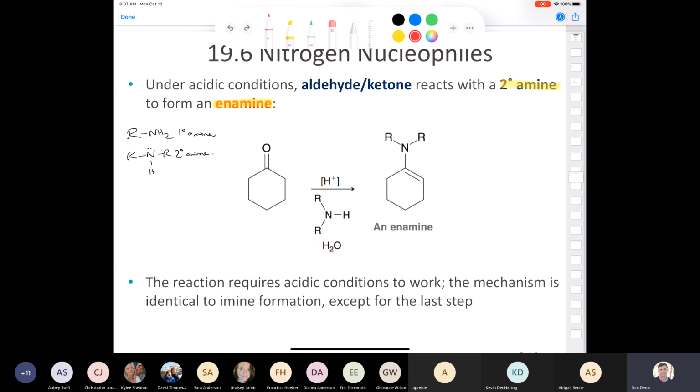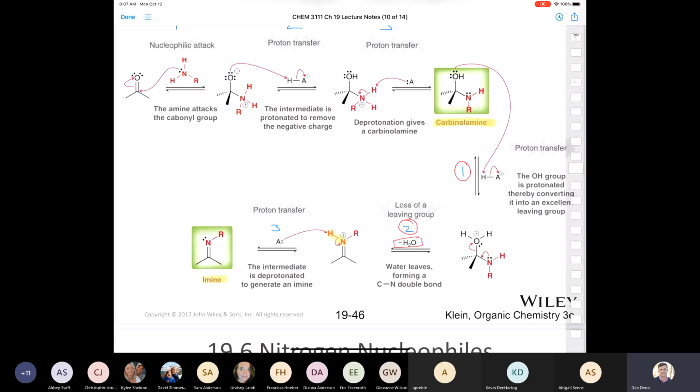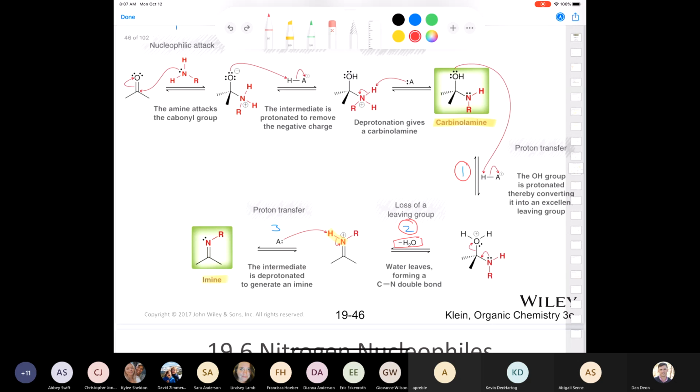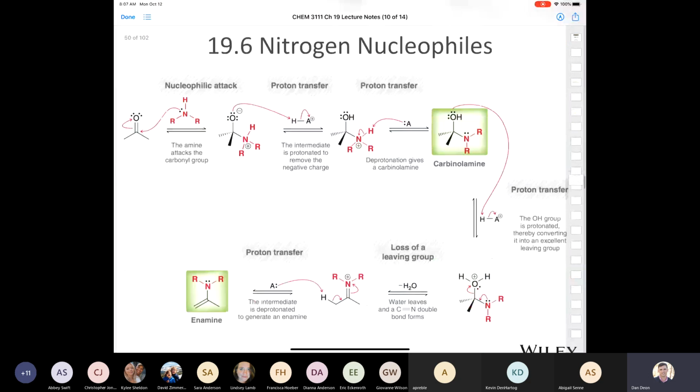Again, the reaction requires acidic conditions to work, and the mechanism is identical to that of imine formation. It's the exact same mechanism that we looked at a couple of slides ago, except for the last step. Now I'm going to go back up here, and you probably remember that in the last step of imine formation, we had a proton on the nitrogen with a positive charge, and so the proton transfer resulted in the formation of the imine via this deprotonation. Now with an enamine, there's not going to be a hydrogen on that nitrogen.